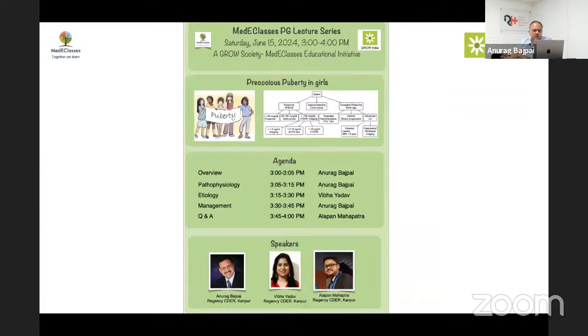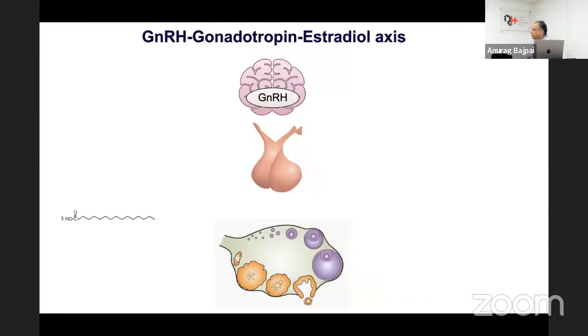Coming back to this lecture, we'll talk a bit about the pathophysiology, then focus on etiology and management, and we'll also have a Q&A session at the end from the perspective of OSCE scenarios. When we talk about precocious puberty, we are talking about three major organs: the hypothalamus, the pituitary, and the ovary, and three major hormones: GnRH, gonadotropins, and estrogen. It's the synergy between these which causes the development of precocious puberty.